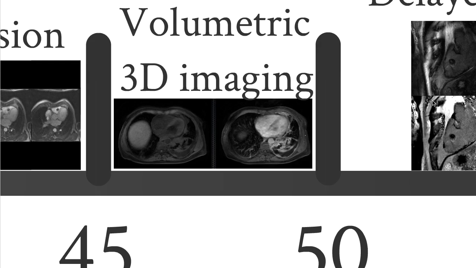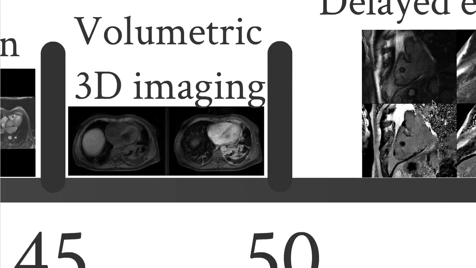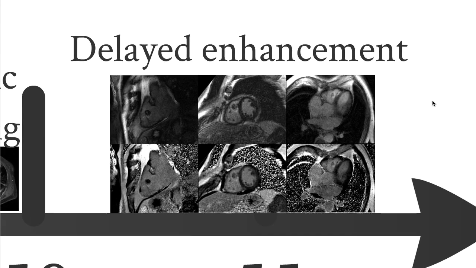We can also do volumetric 3D imaging of the heart in cardiac MRI, the so-called long TI navigator that we've been doing recently. And that's great for quantification of the mass, where we are not limited to the planes where the image is acquired in. We can cut and slice it however we see fit in order to accurately measure the mass and also compare it on post-therapy imaging.